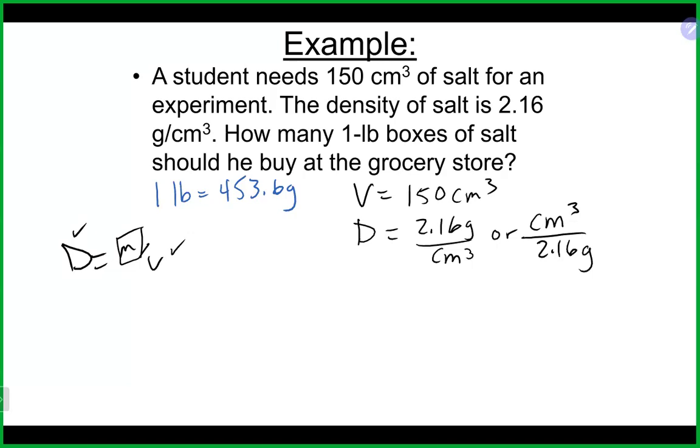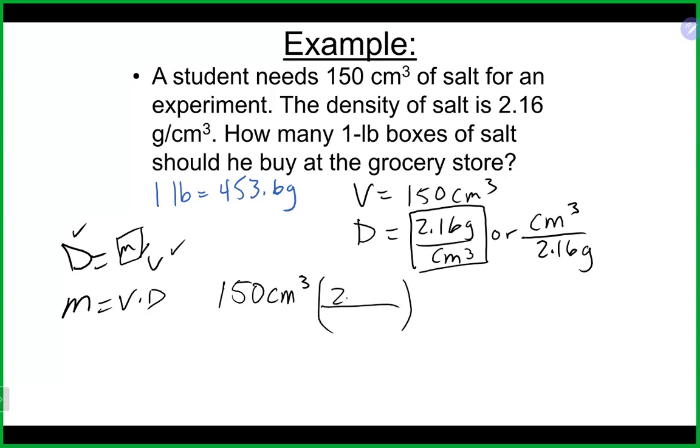So in this case, if we rearrange to solve for mass, mass is volume times density. I'm going to set it up a little bit like a dimensional analysis problem, so you can see the units canceling. So 150 cubic centimeters, going opposite here to get rid of it. We would need to use it like this, 2.16 grams per cubic centimeter. Once again, the units will cancel. That will get us 150 times 2.16, which gives us about 324 grams.